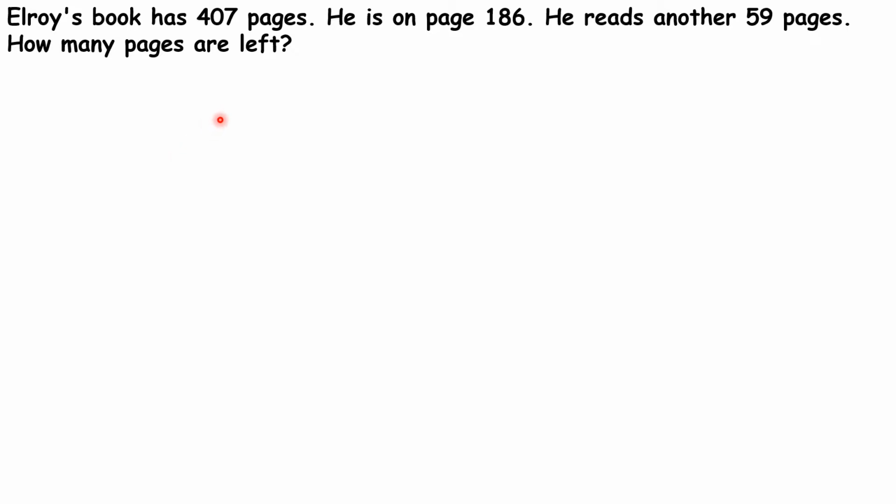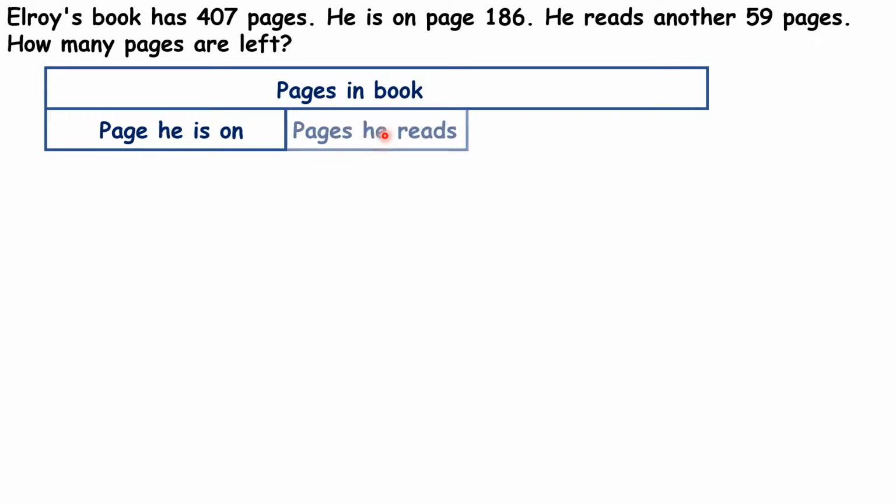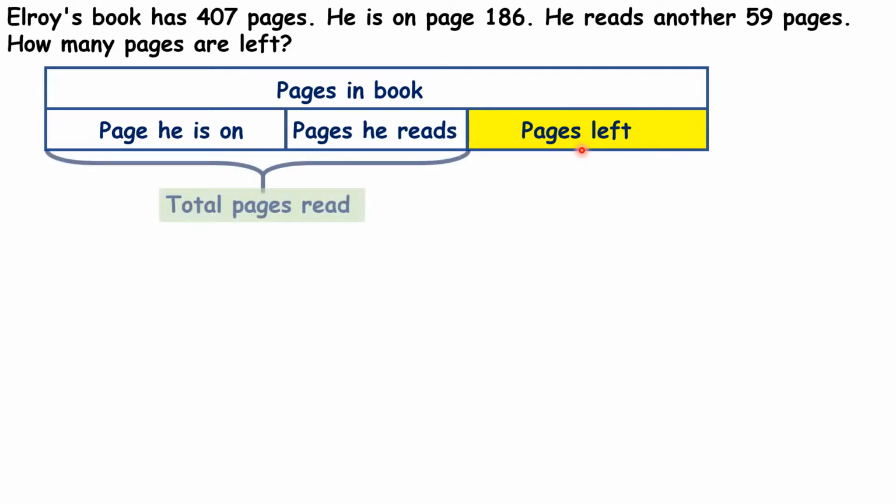So we need to know the number of pages in the whole book, the page he is on at first, the pages he reads, and then we need to work out the number of pages he has left. If we add the page he is on and the pages he reads, that will give us the total number of pages of the book that he has read already.